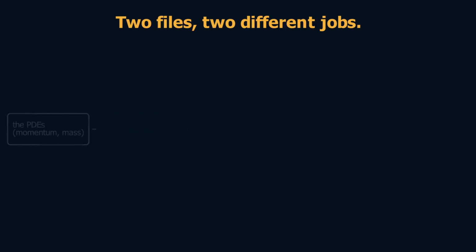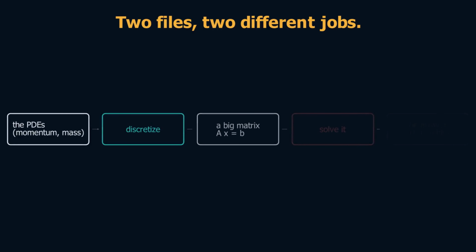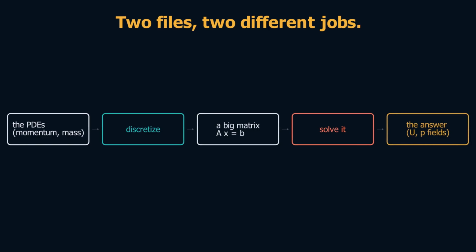First, the big picture. Solving a case is a pipeline, and these two files own two different stages of it. You start with the equations of fluid motion. You end with the velocity and pressure fields. In between, discretize the equations into a giant matrix, then solve that matrix. fvSchemes controls the discretization, how the calculus becomes arithmetic. fvSolution controls the solve, how that matrix gets cracked. Remember this split and neither file is scary.